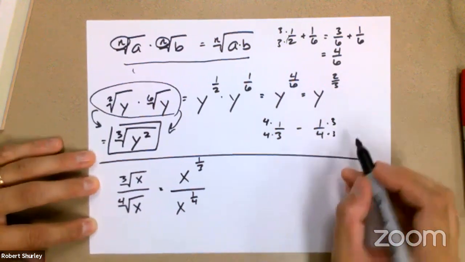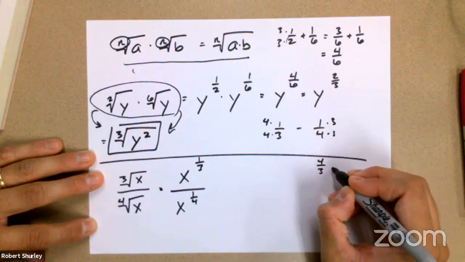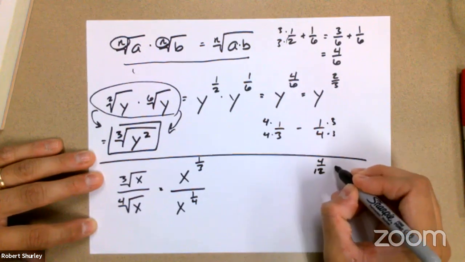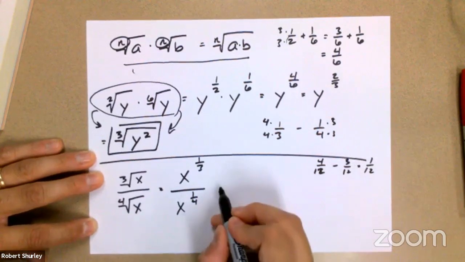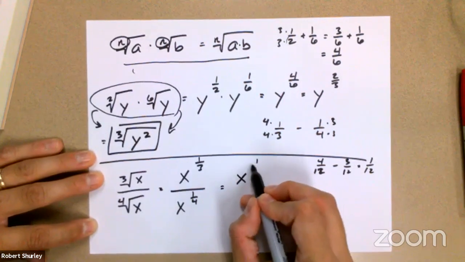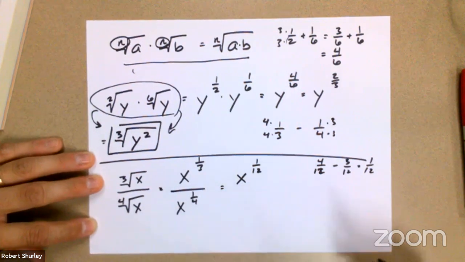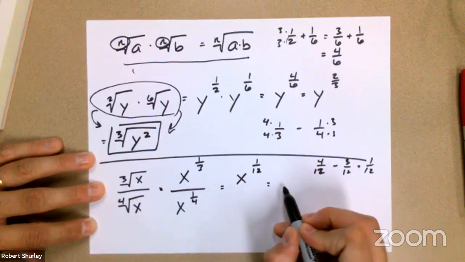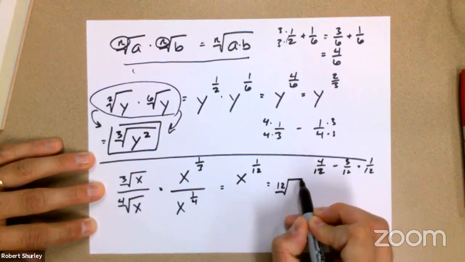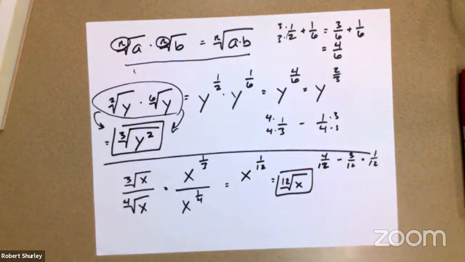So we wind up with 4/12 minus 3/12. So we wind up with 1/12. So this winds up being x to the 1/12. 1/3 minus 1/4 is 1/12. Well, we know how to write 1/12 as a root now. This is just the 12th root of x. It's kind of crazy to write. I don't think we've seen a 12th root so far, but that's what it is.